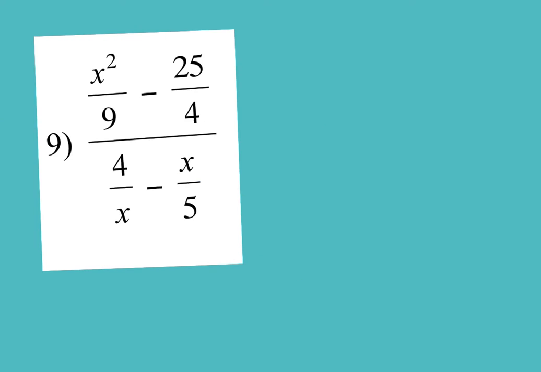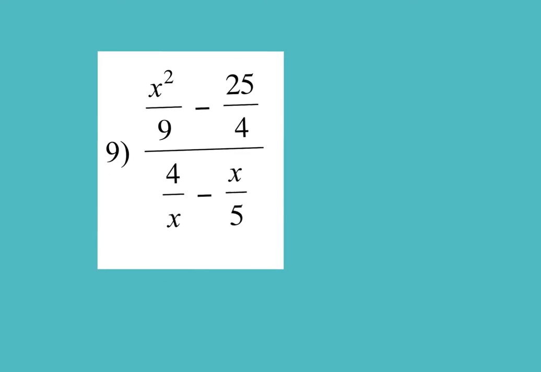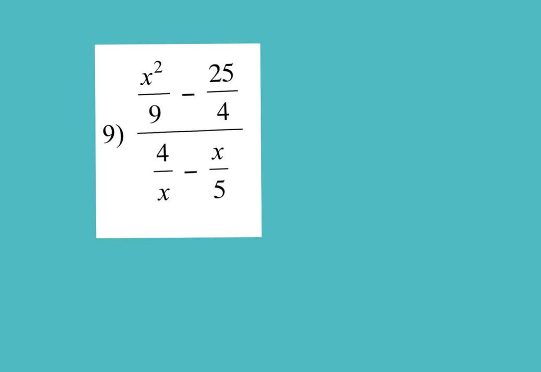All right, so okay, 9. Again, four different fractions. So if it's easier to combine them in the top and then combine them in the bottom, keep, change, flip, you can do that. The other thing to do is look at all your denominators. So I've got 9, 4, 5, and x, and find your least common denominator. So what do 9, 4, and 5 all go into?